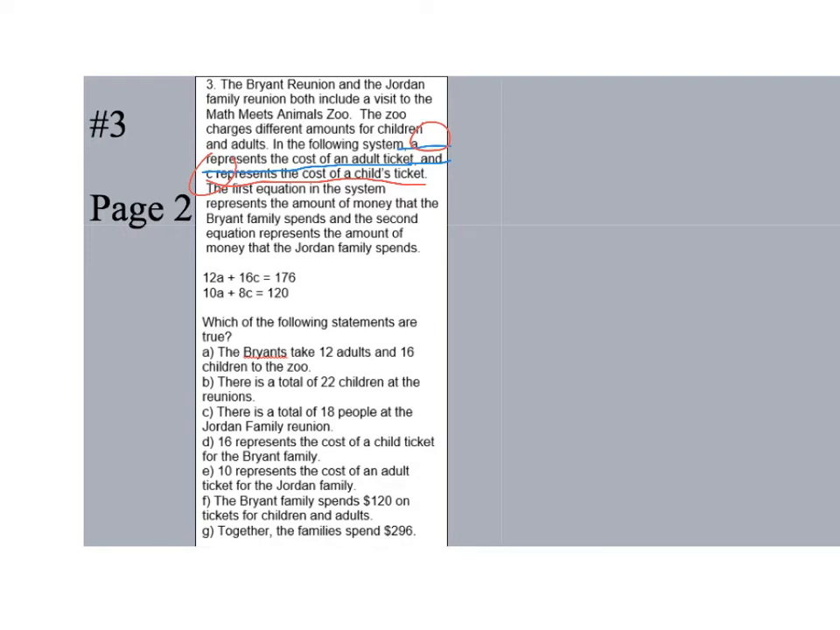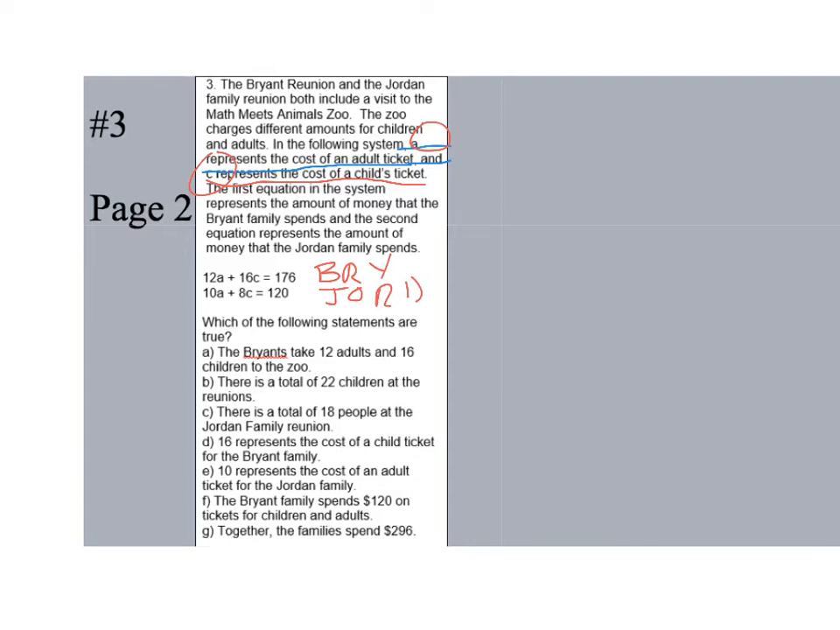The first equation of the system represents the amount of money that the Bryant family spent, so the first thing I'm going to do is label it Bryant, and the second equation represents the amount of money that the Jordan family spent, so Jordan. Okay, because now they're going to ask us questions about this. Which of the following statements are true?